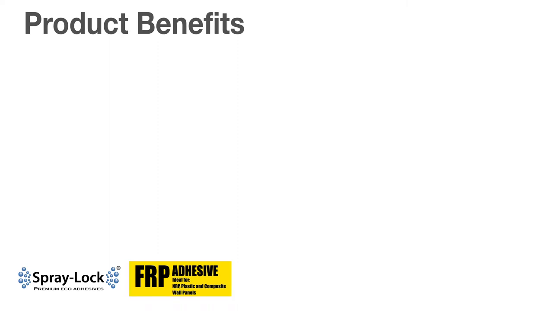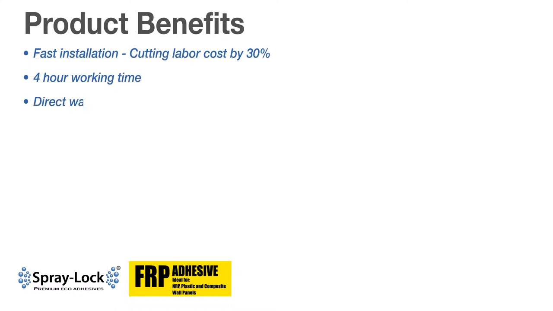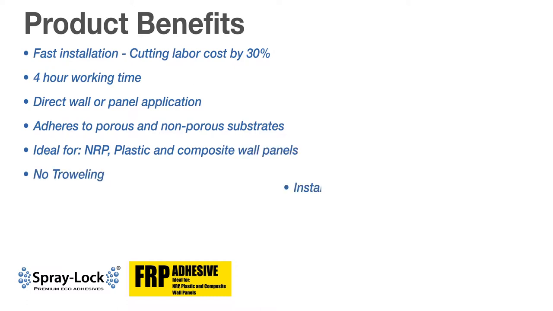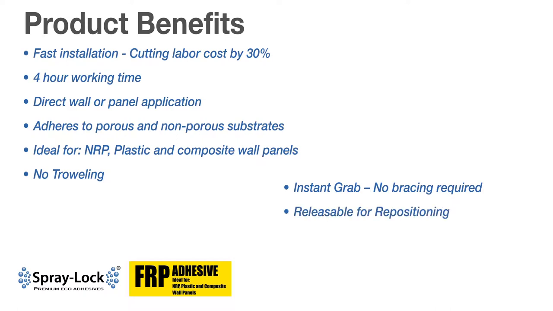Product benefits. Fast installation, cutting labor costs by at least 30%. 4-hour working time, direct wall or panel application. Adheres to porous and non-porous substrates, reducing the need for solvent-based adhesives. Ideal for FRP, plastic, and composite wall panels. No troweling. Instant grab, no bracing required. Releasable for repositioning prior to rolling. No offensive odors. Water-based, easy cleanup.